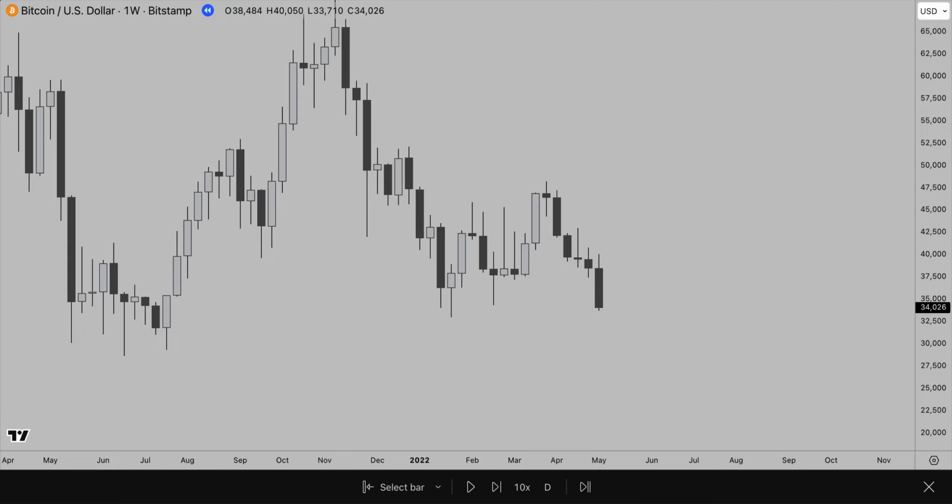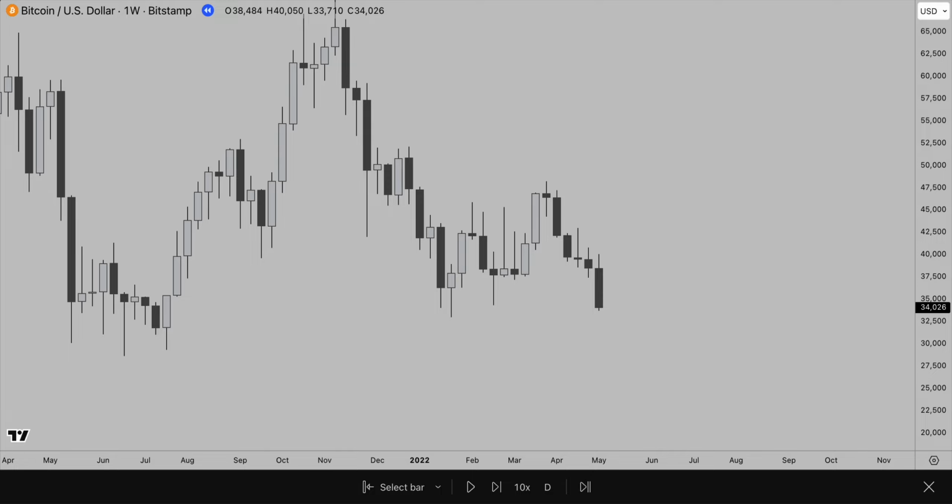Fair value gaps are one of the most important ICT concepts, and once you learn how to spot them, you'll see how they reveal institutional order flow in the crypto market. So this video is going to explain what fair value gaps are, why they are formed, and how to actually use them in your trading journey.